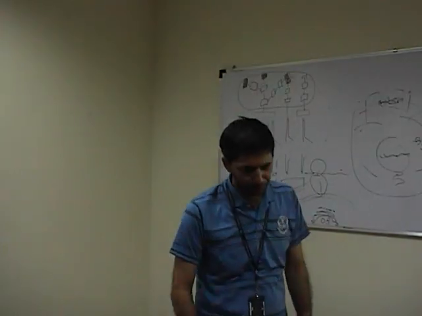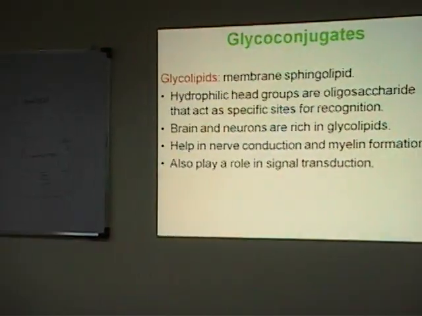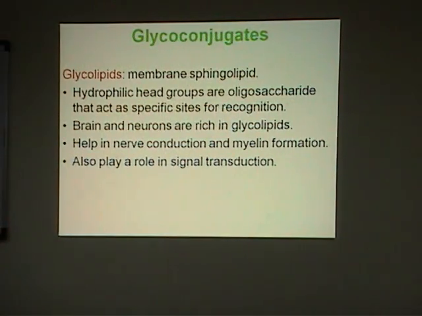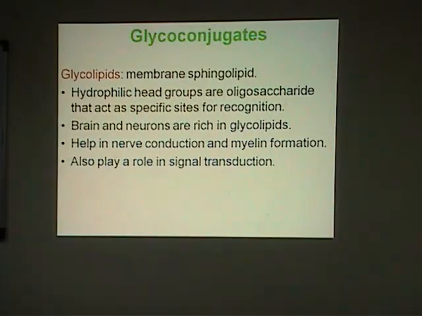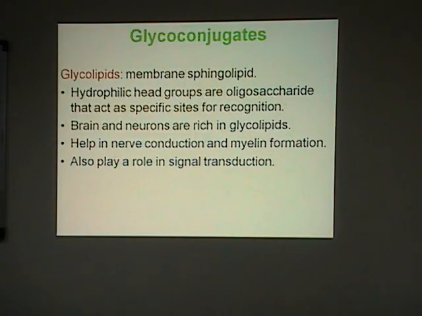To go to the next. Now, glycolipids. Carbohydrate will be attached with lipids, particularly in our cell membrane. In membrane sphingolipids, the hydrophilic head groups are oligosaccharides that act as specific sites for recognition. As we know, whenever we say lipid, it is amphipathic: the head is hydrophilic, the tail is hydrophobic, and oligosaccharides are present towards the head end, not at the tail end. Brain and neurons are rich in glycolipids, which help in nerve conduction and myelin formation.